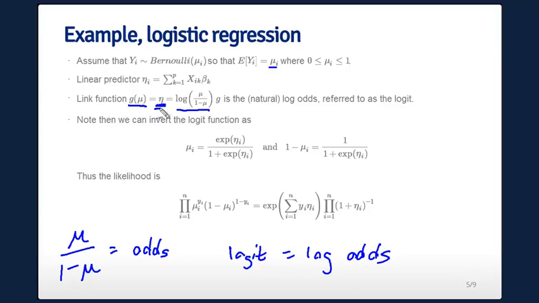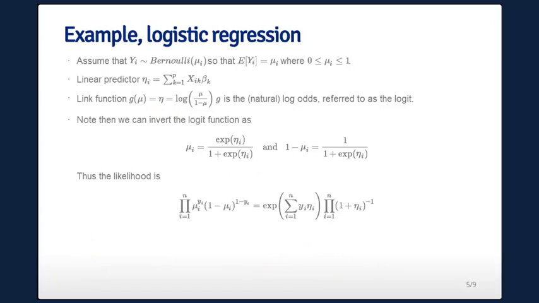If eta is equal to log mu over 1 minus mu, if we invert it, here I added the i, we get this expression that mu is exp of eta i over 1 plus exp of eta i. So if we were to take these means, well, forget about taking the means right now.